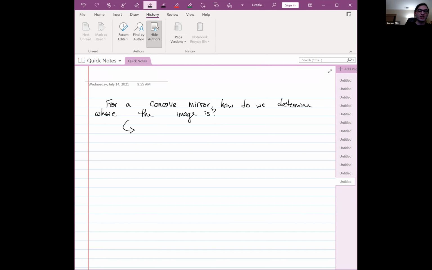So to answer this question of where the image is, not how big it is, we'll answer the how big it is question later. We can simplify, and instead of looking at an extended object like an arrow, we're just going to look at a single point along the optical axis.